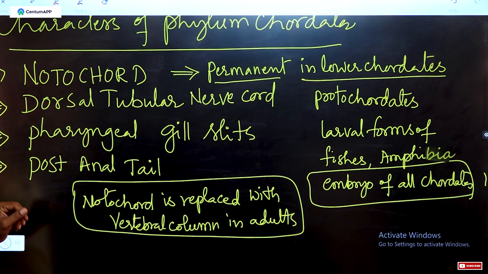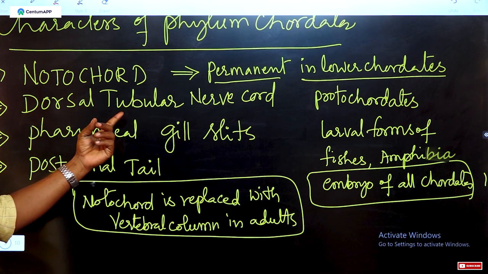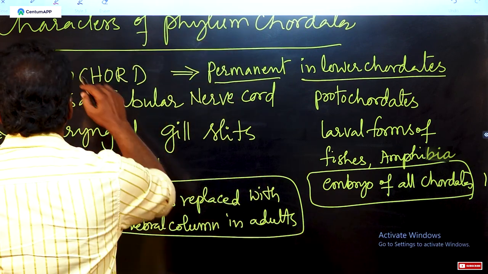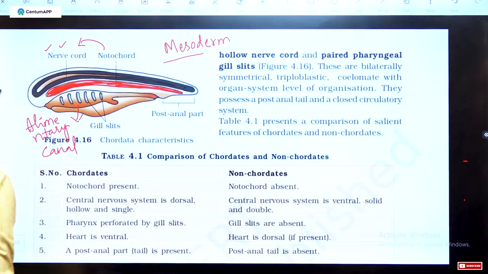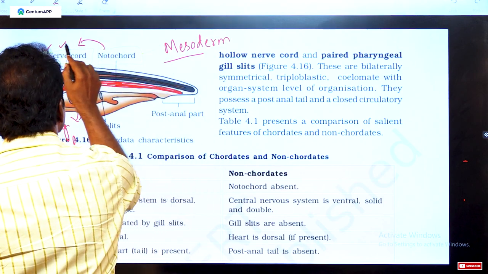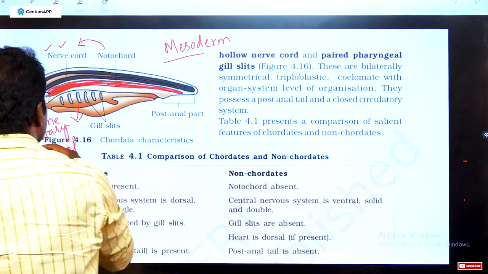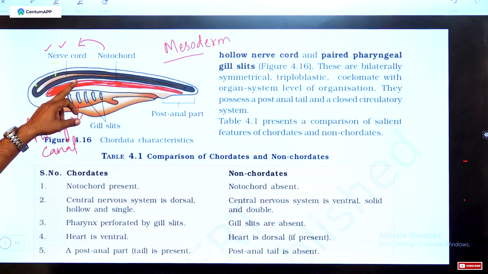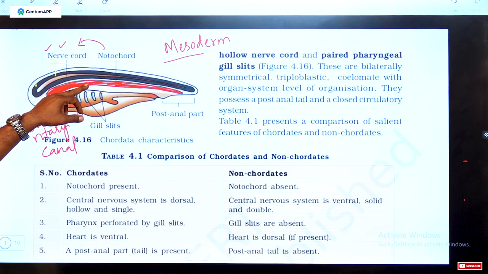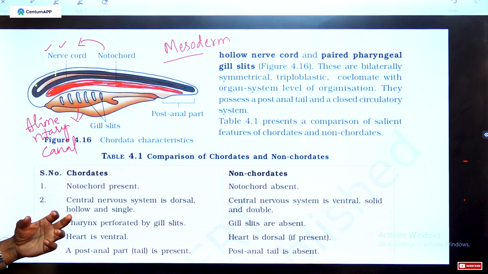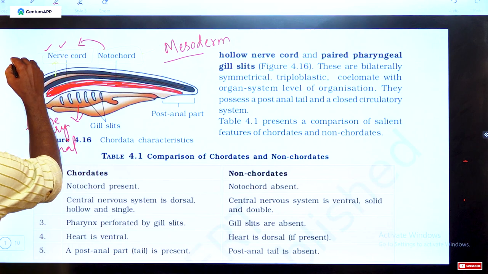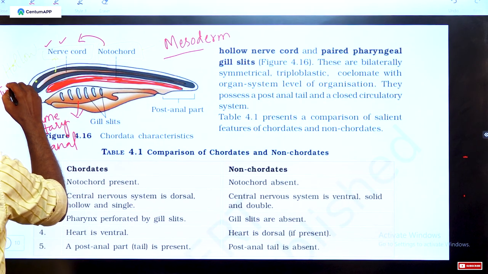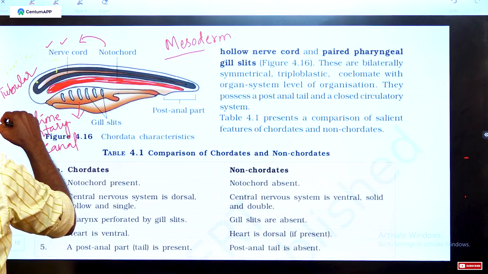Then the second point, dorsal tubular nerve cord. Already we told you it is located on the dorsal side, and it is a tubular nerve cord. This tubular nerve cord is hollow. I will show you a picture. So this is a nerve cord. This nerve cord is located on the dorsal side of the body and above the notochord. The nerve cord in the chordates is hollow, tubular, single.